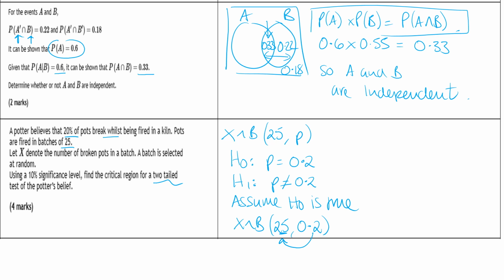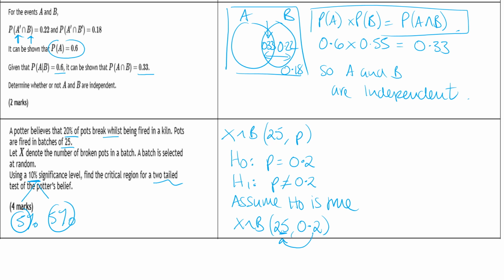Is that going to be lower than the significance level? Now, when we're doing a two-tailed test, we can split that up as 5% in each tail. And what we're looking for is the probability of something extremely away from the 5 that we're expecting to be lower than this significance level.